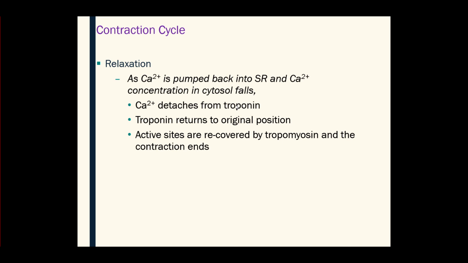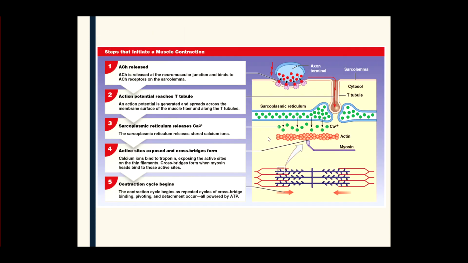If the tropomyosin is covering the active sites, then the myosin heads can't form the cross bridges and we don't get contraction. So everything happens in the opposite. Calcium levels go down, the troponin reverses its shape, pushing the tropomyosin to cover the active sites again. It happens in reverse. So this is just a slide showing, again, everything we went over to cause contraction, just a review, the things that initiate a muscle contraction.